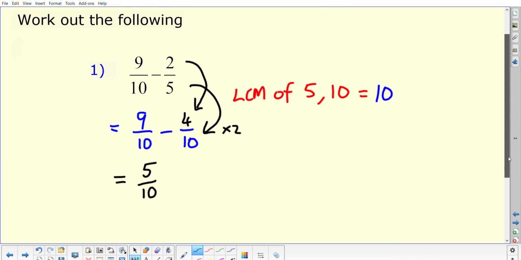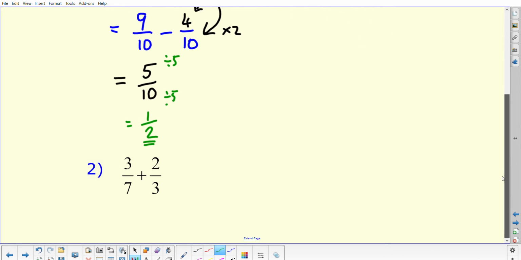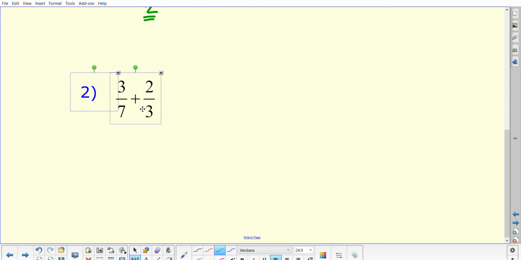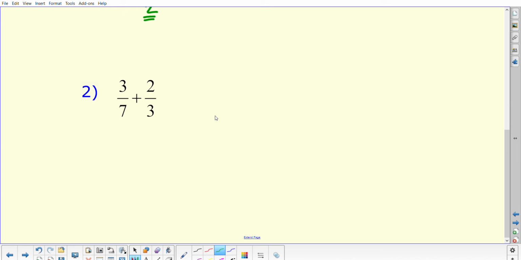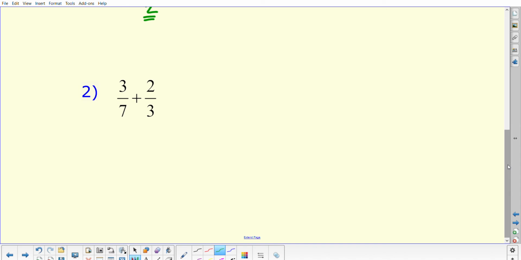Now of course that needs to be simplified. So we'll be looking for you to divide top and bottom by 5, and that would make your final answer a half. So remember, if you've got to 5/10, to get the final mark, if it was a test you were doing, you would really need to do that simplifying process. It's important that you get into the habit of doing that.